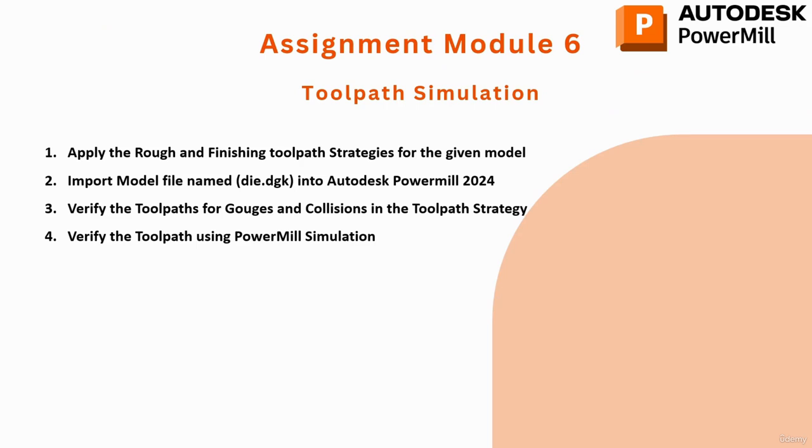In module number 6, for toolpath simulation, you have to apply the roughing and finishing toolpath strategy for the given model, named die.tgk, in Autodesk PowerMill. Then you have to verify the toolpath for gauges and collision in the toolpath strategy. And in the last step, you have to verify the toolpath using the PowerMill simulation.